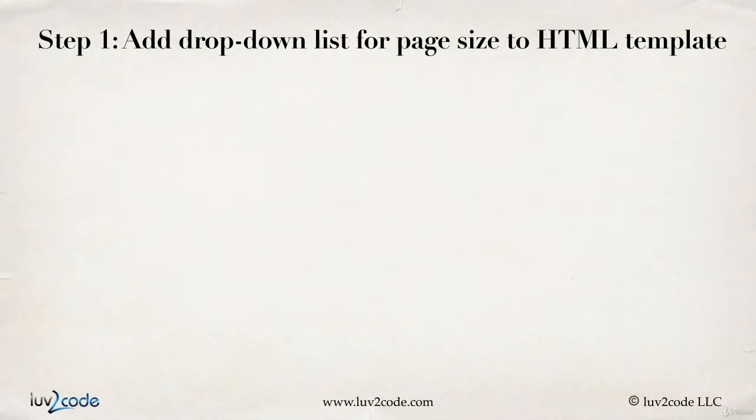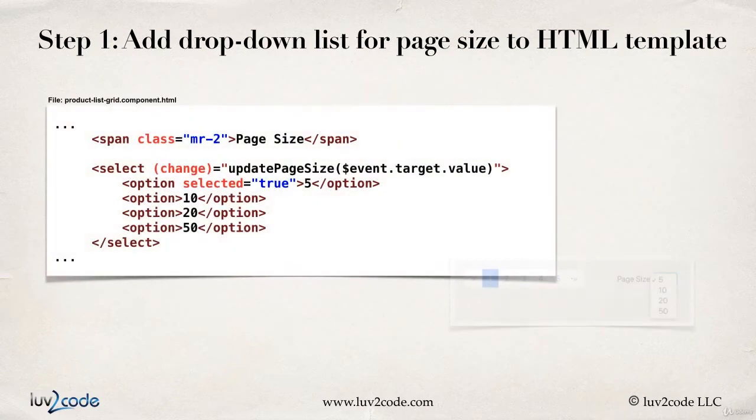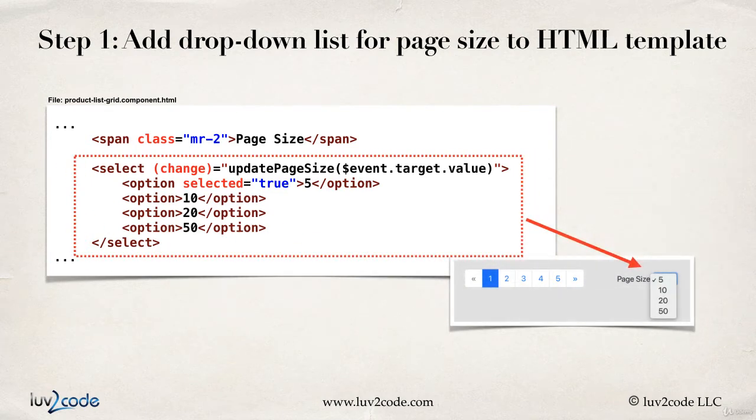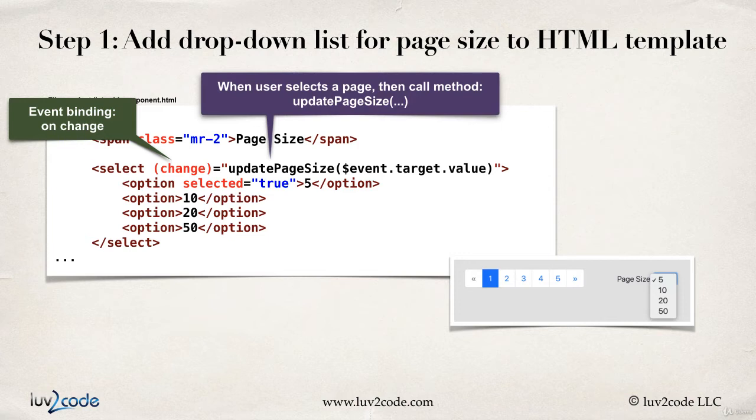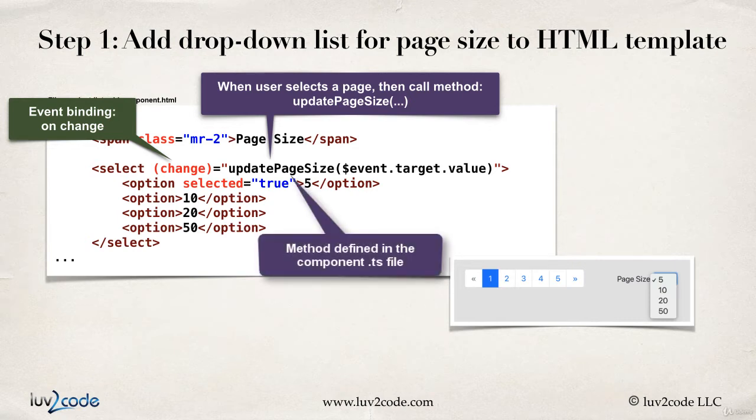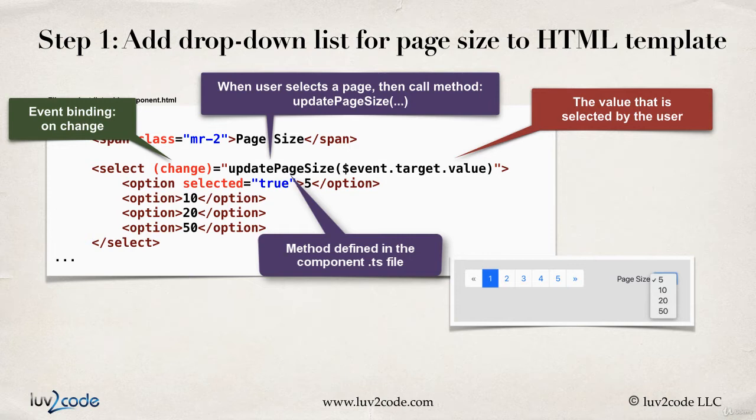Alrighty, step one of adding the drop-down list for page size to the HTML template. So here in our component.html, we'll simply make use of a select tag, and then we'll have the drop-down options of 5, 10, 20, and 50. We'll initially display 5 as the selected one for true. And then we'll add an event binding for the onChange event. So basically, when the user selects a page size, then we're going to call a method updatePageSize. And this method is defined in the component.ts file. So we'll pass in the value that is selected by the user, and that's the value of 5, 10, 20, or 50, depending on whatever they select.